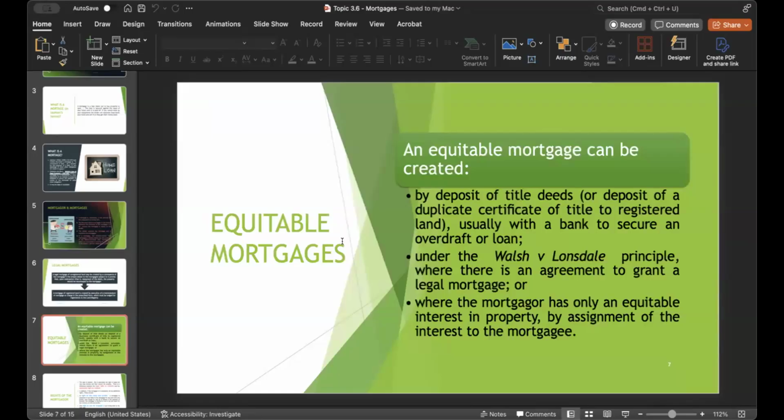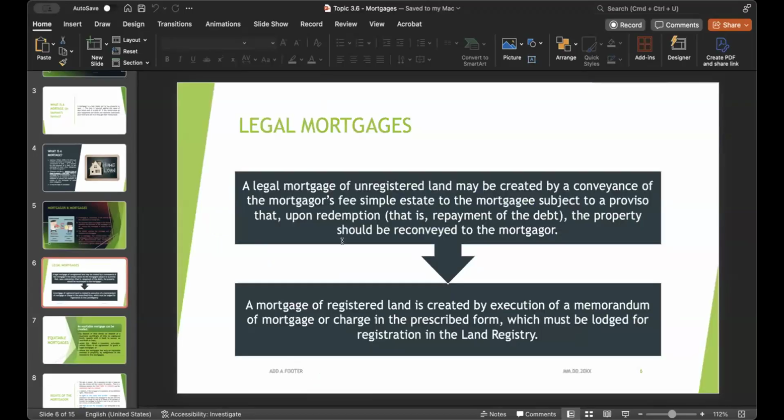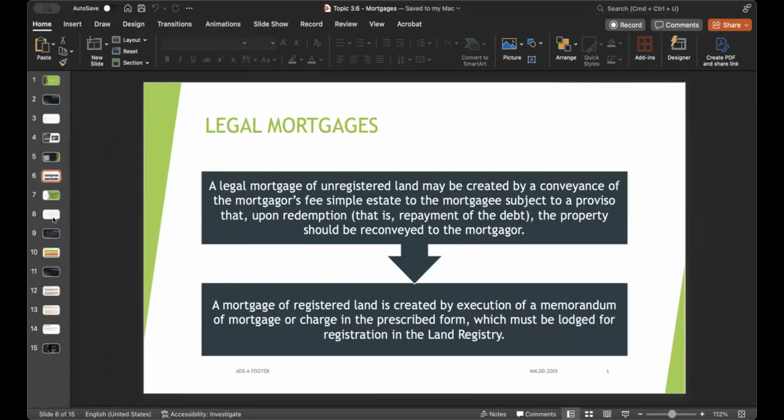Does anyone know what an equitable mortgage is? Just before we go through this. I think the guy explained it before, Akil, but someone else could give me another explanation, a shorter one based on your understanding of an equitable mortgage.